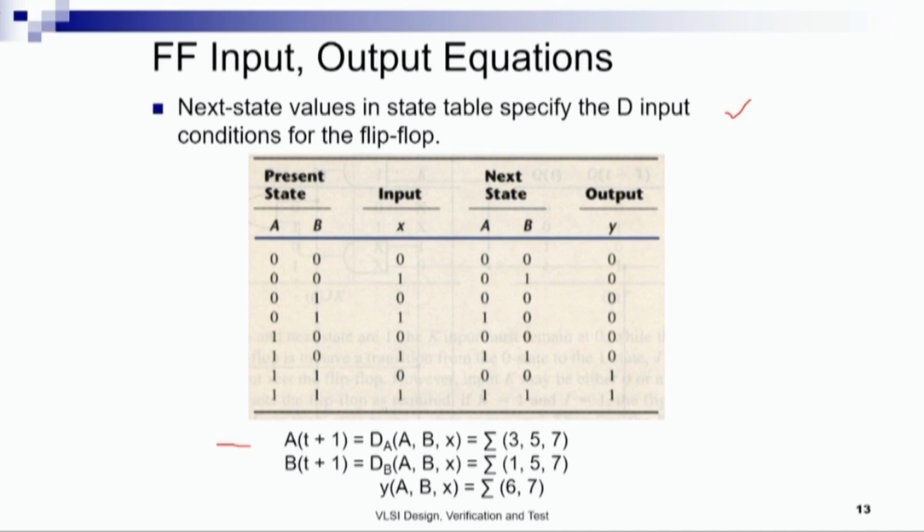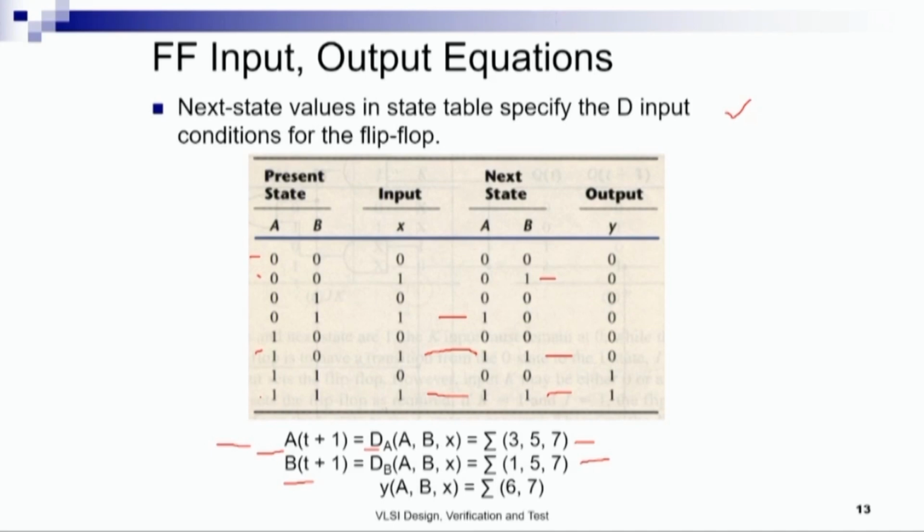Right? So A(t+1) = DA(A,B,X) = Σ(3,5,7). Minterm number 3, minterm number 5 and minterm number 7 produce a 1 here. Right, we see that this one and this one produce a 1. So minterm number 3, 5 and 7 produce a 1. For B, we see that a 1 is produced here, here and here. So at minterm number 1, minterm number 5 and minterm number 7. So DB is produced for 1, 5, 7.